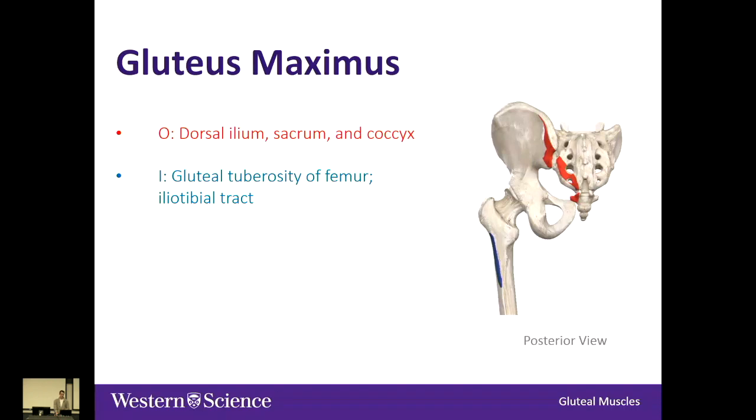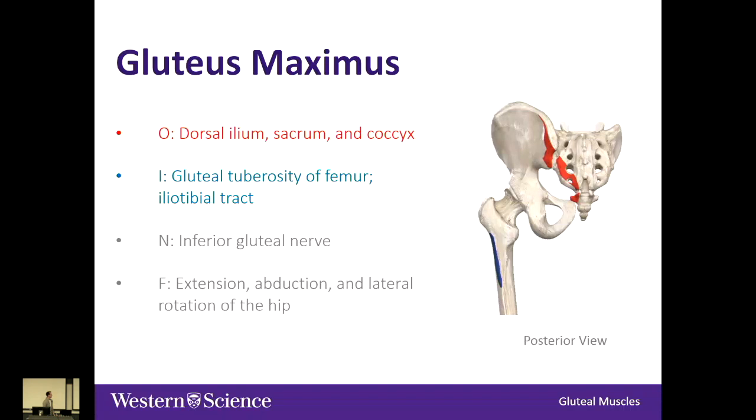And so when we think about those functions, hopefully that will make sense. The nerve supply for this one is the gluteal nerve, and it's in particular the inferior one. I'll get back to why it's the inferior one in a minute once we talk about the other gluteal muscles. So just keep that in the back of your minds. The functions of this are extension, abduction, and lateral rotation of the hip.